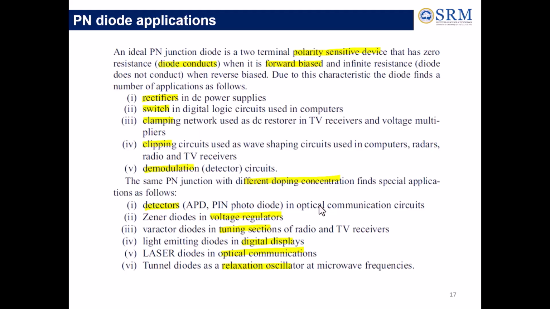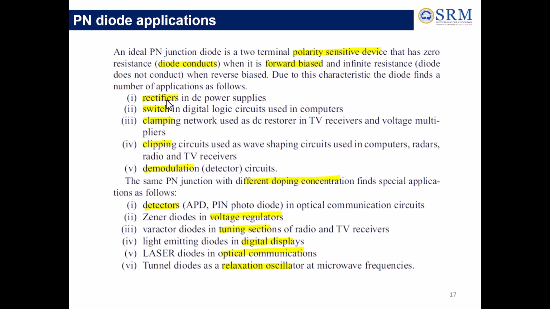The same p-n junction diode but with a different doping concentration finds special applications such as a detector in optical communication circuits, the Zener diode in voltage regulators, the varactor diode in the tuning section of radio and TV receivers, LEDs, light emitting diodes in digital displays, laser diode in optical communication, and tunnel diodes as a relaxation oscillator in microwave frequencies. We are going to see two applications.